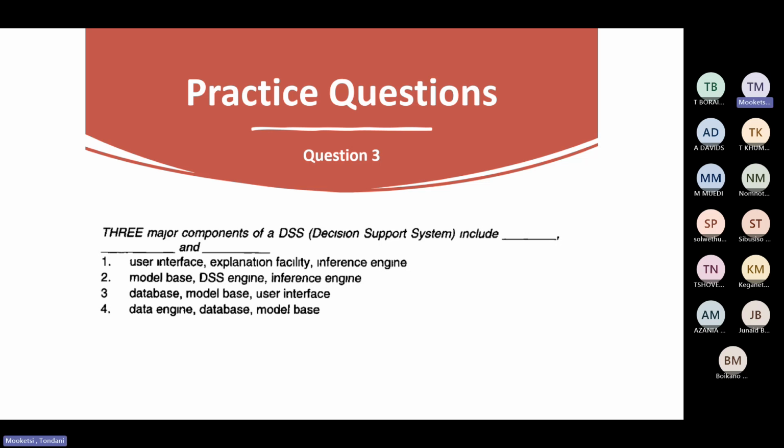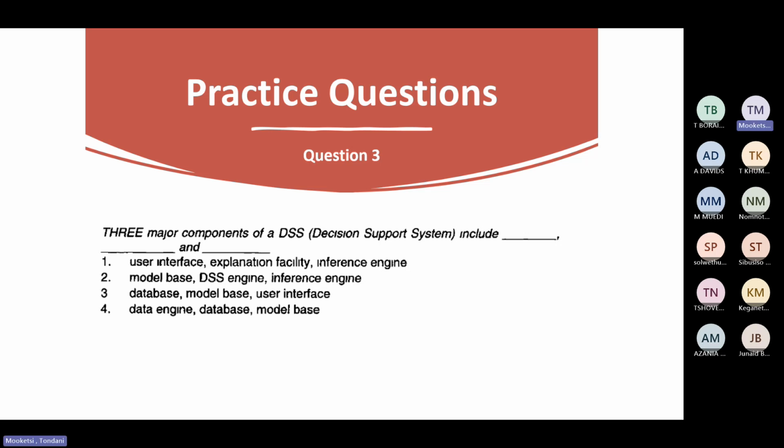Okay, so question 3, the 3 major components of a DSS system. You remember that diagram? It shows database, DSS engine, model base, and the user interface. So here, the correct answer is option 3, database, model base, and user interface. Although there are 4 components, the question only asks for 3. So option 3 is the correct answer here.